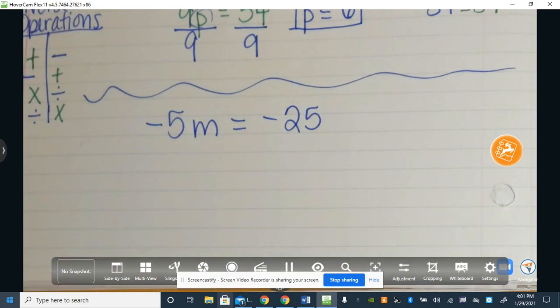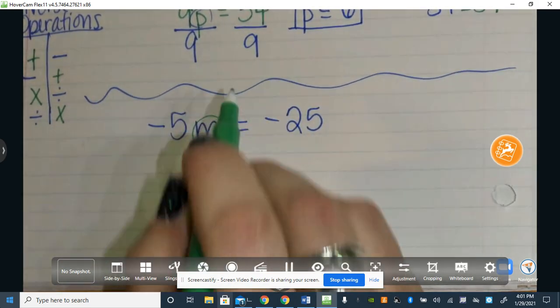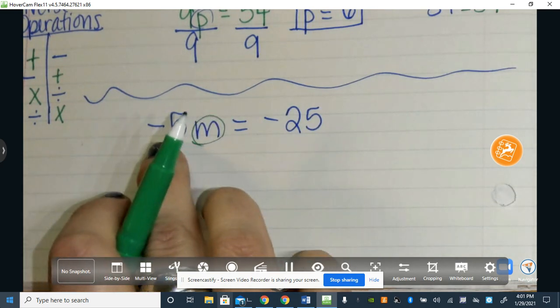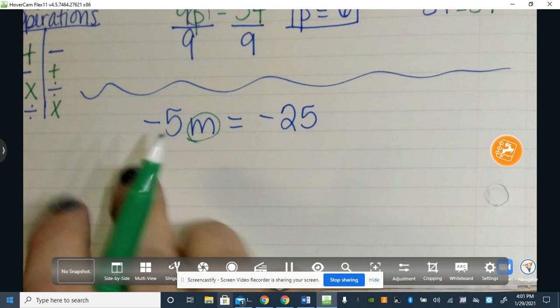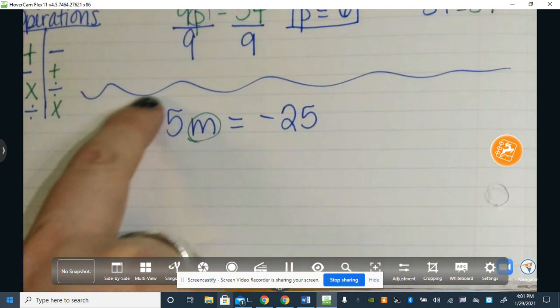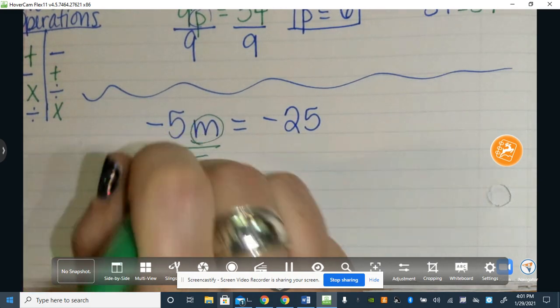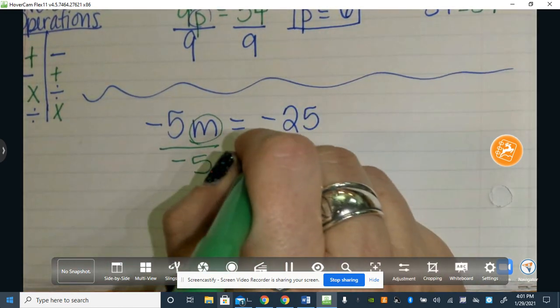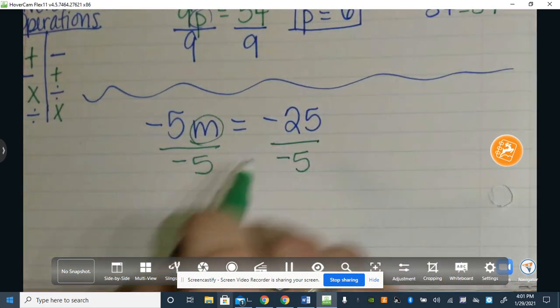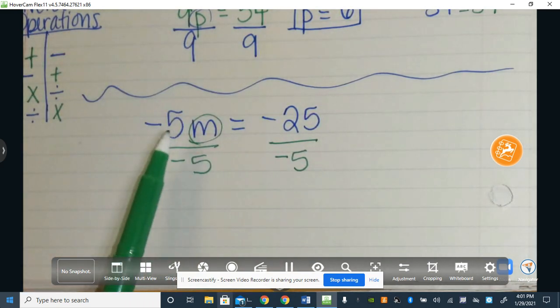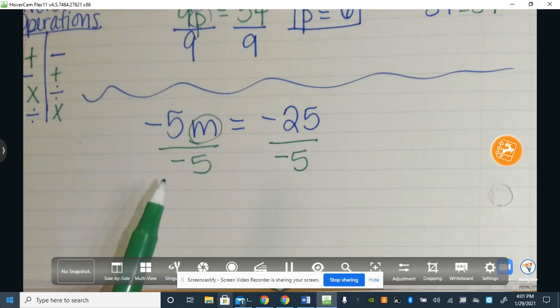So again, my variable still is m. That doesn't change. It's the letter that represents an unknown. But this negative 5 is attached to it. This whole negative 5 needs to be divided by each side. I don't need to divide it by 5. I need to divide it by negative 5. So everything there, we've got to take it with us. It's like get the 5, get the negative for free.